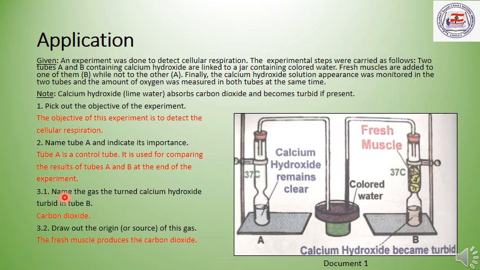Question 3.1. Name the gas that turned calcium hydroxide turbid in tube B. The gas is carbon dioxide. Question 3.2. Draw out the origin or the source of this gas. The fresh muscle, which is the only variable as you can see in the document, produces the carbon dioxide.